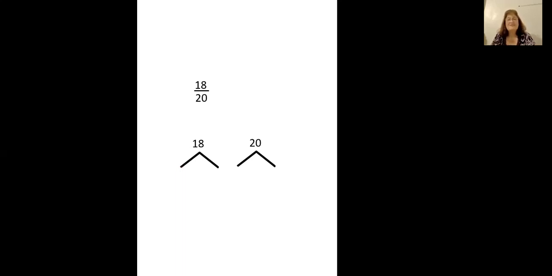Okay, the factors of 18 are 1 and 18, 2 and 9, and 3 and 6. The factors of 20 are 1 and 20, 2 and 10, and 4 and 5. Let's see, the highest number they have in common is 2. So we're going to go up to the top and we will divide the 18 by 2 and get 9. The 20 divided by 2 is 10, and that gives us 9 over 10.